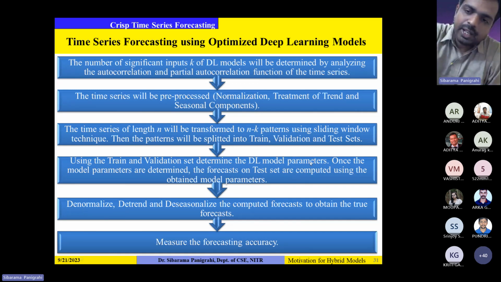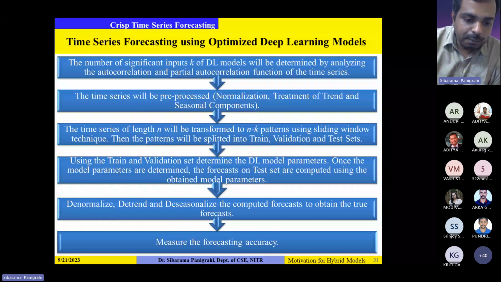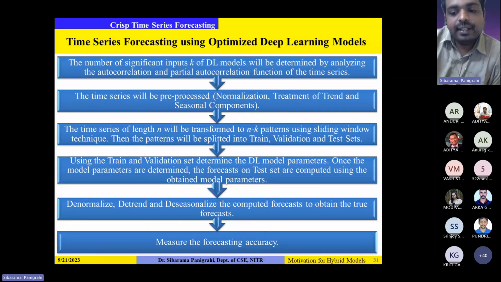You can use our or any of the literature available approach, or you can propose your own approach to overcome the limitations that exist in the literature, and you can optimize the deep learning model. Once the deep learning model is optimized, then you can predict the test data, right?